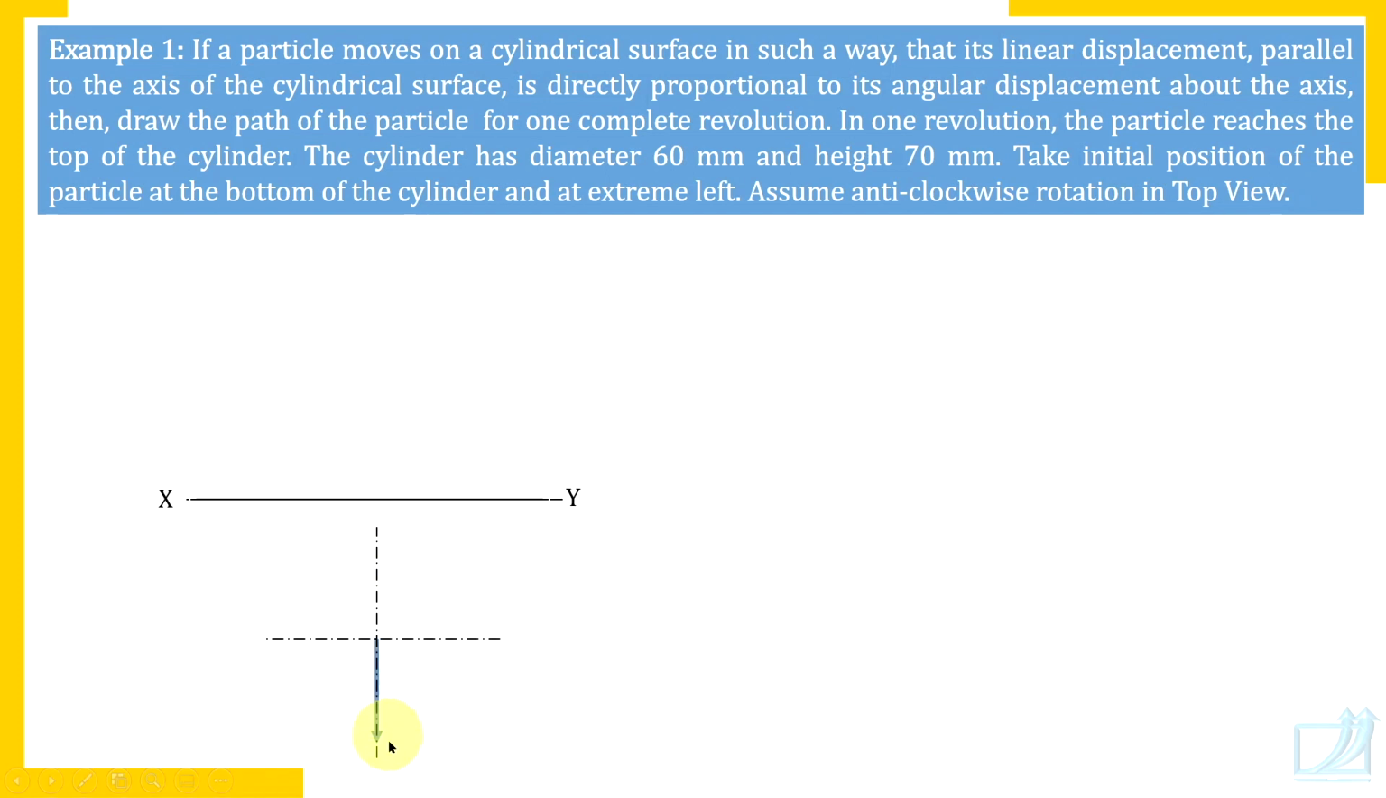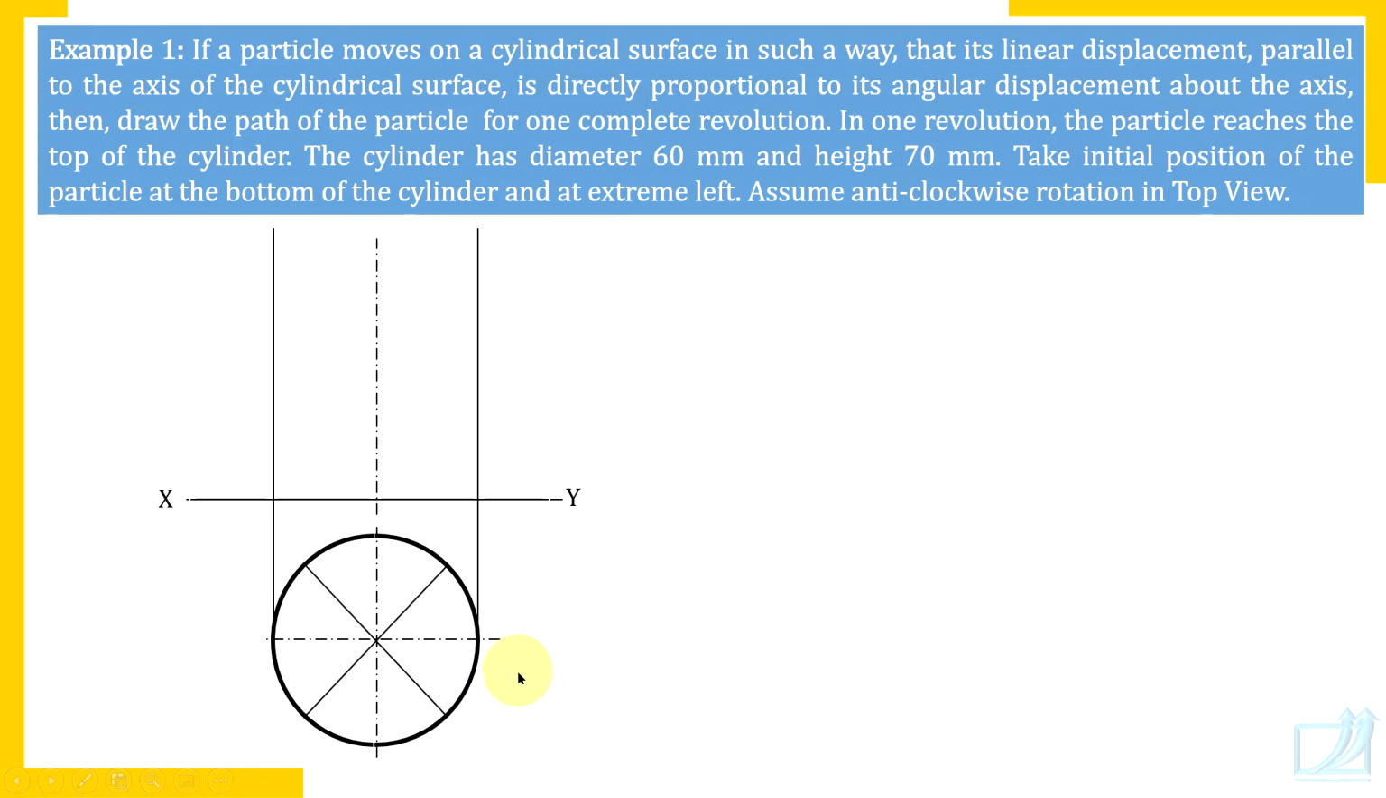So first establish center lines, and with radius 30 millimeters complete the base circle. Divide it in 8 parts. Of course, don't make construction lines dark. Now draw end projectors and complete the rectangle of height 70 between the end projectors. So this is how we have completed it.